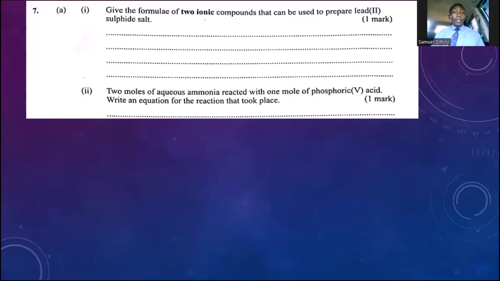Good. 2 ionic compounds, formulae. Underline that, formulae of 2 ionic compounds that can be used to make lead 2 sulfide. Sulfide. Maybe majority were confused by sulfate or sulfite. So then you have an equation to write here. 2 moles of aqueous ammonia reacting with 1 mole of phosphoric acid, you give the product.